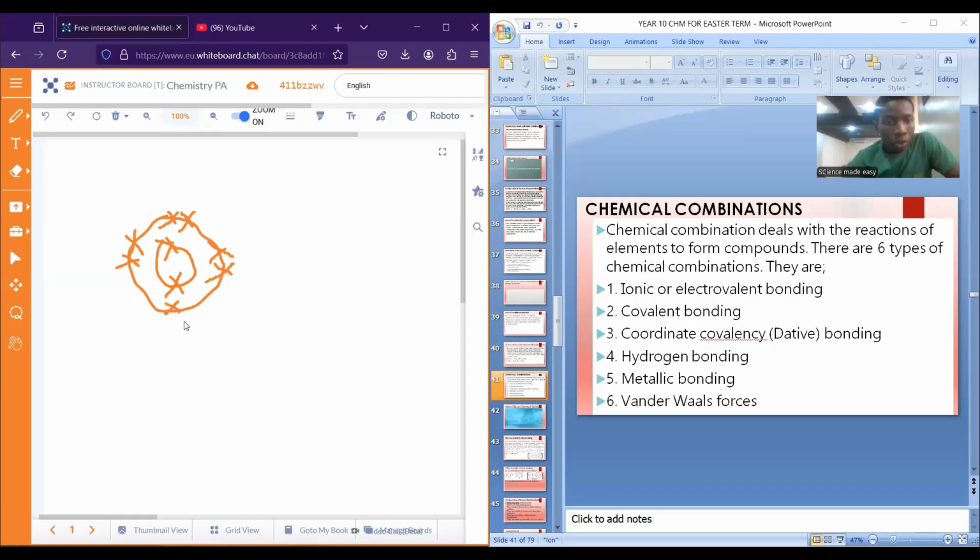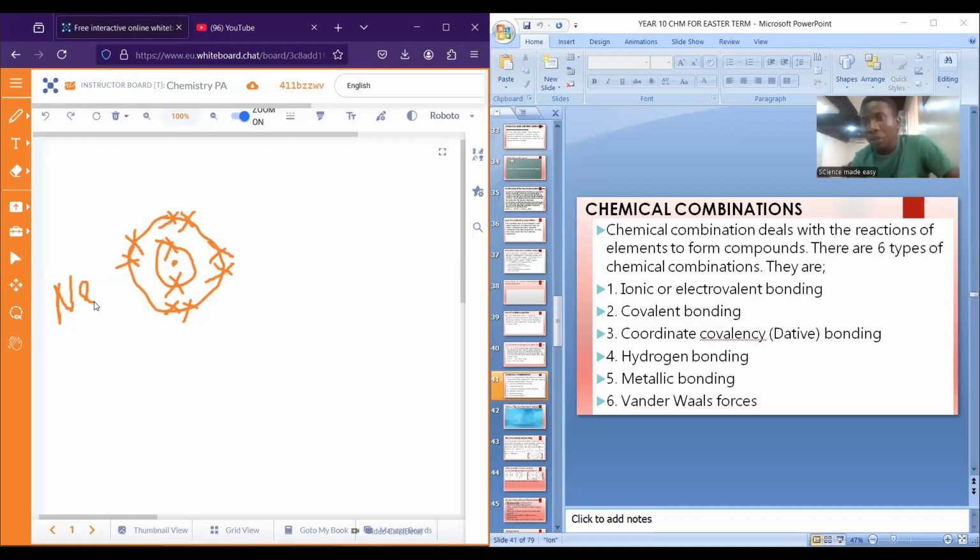So you can see for neon, the maximum number of electrons that the outermost shell must contain is 8. It's only the inner shell that usually contains 2 electrons. The remaining shells must contain the maximum that any element can contain in the outermost shell, which is 8 electrons. You can see that for neon, all the electrons are complete, so there is no need for any chemical combination.